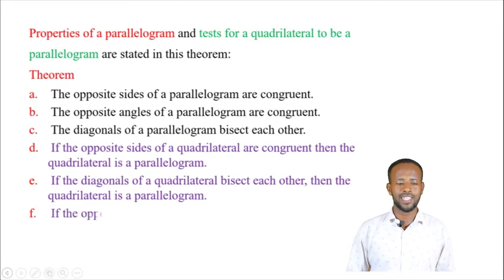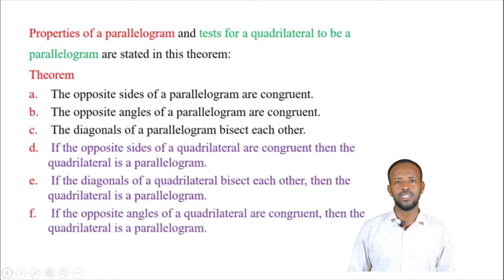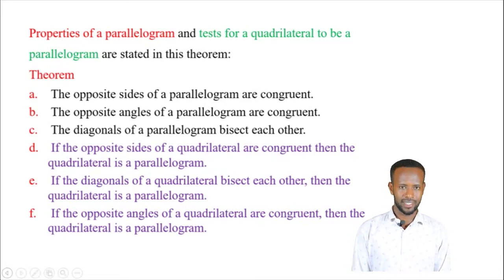Now the last property: if the opposite angles of a quadrilateral are congruent, then the quadrilateral is a parallelogram. What this criteria says, what this test says for a quadrilateral to be a parallelogram, is if the opposite angles of a quadrilateral are congruent, then the quadrilateral is a parallelogram.